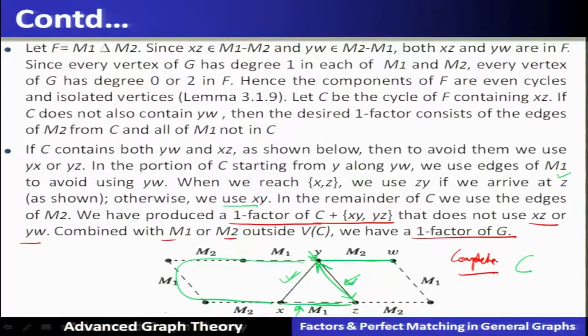So, we have produced, that means if we look at this part, if we are removing M2, then we are using this edge, and if we are removing M1, then we are using this edge. Still we can complete the cycle without them. So, we have produced a one factor of C plus x y plus y z that does not use x z or y w. So, instead of x z and y w, we are using x y and y z. So, combined with M1 and M2 outside, we can achieve the one factor of the graph.